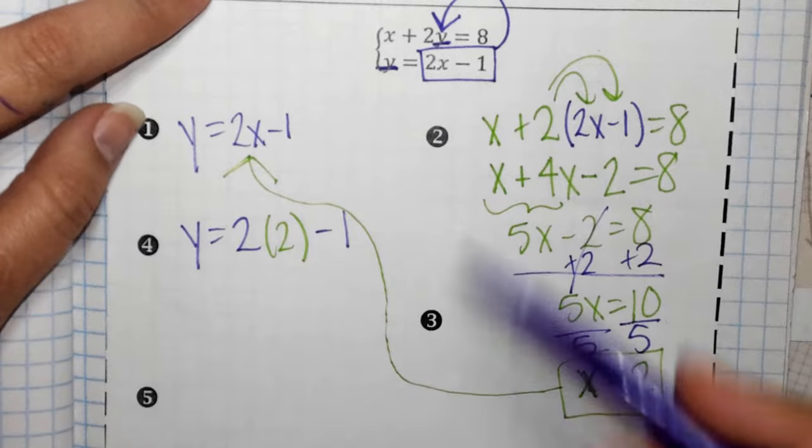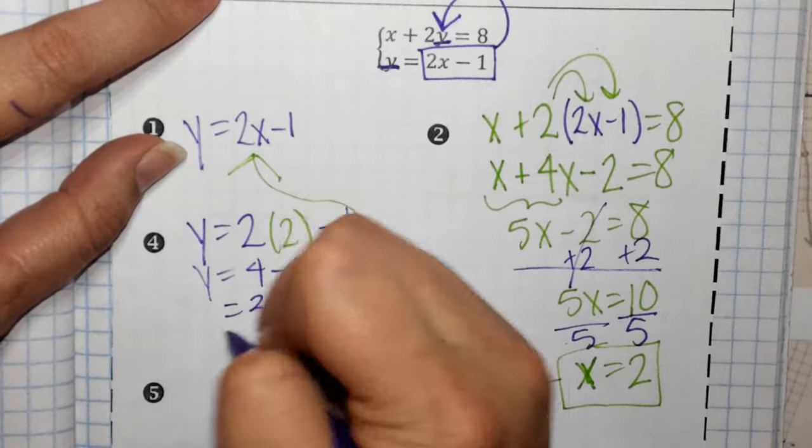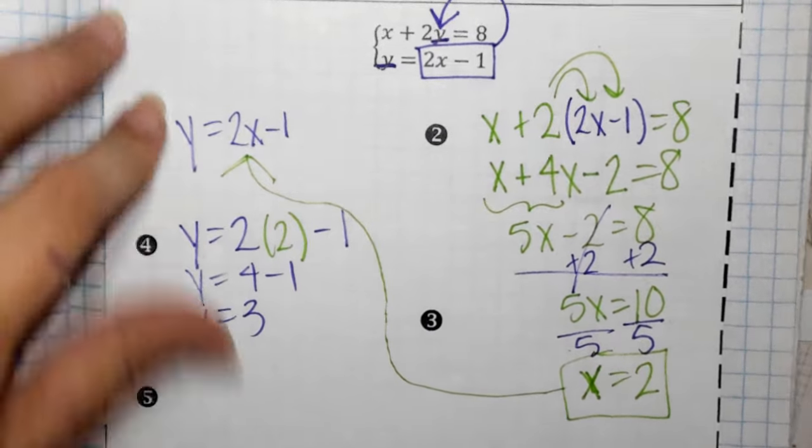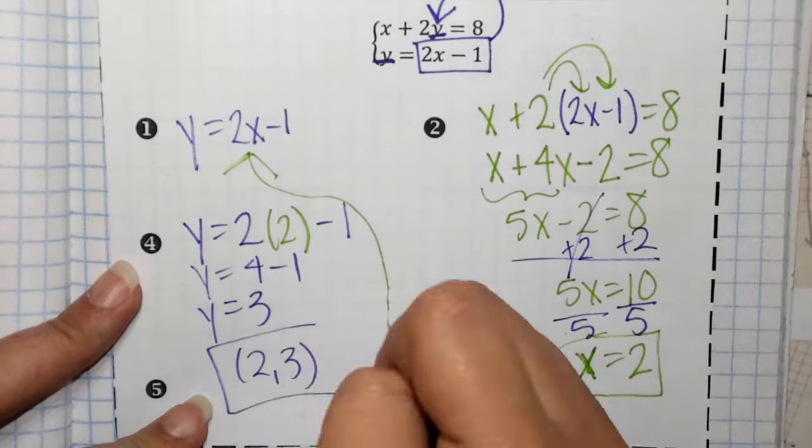All right, so what's 2 times 2? What's 4 minus 1? So what does y equal? Now, we have to write it as an ordered pair. So you write it as (2, 3), and you're done.